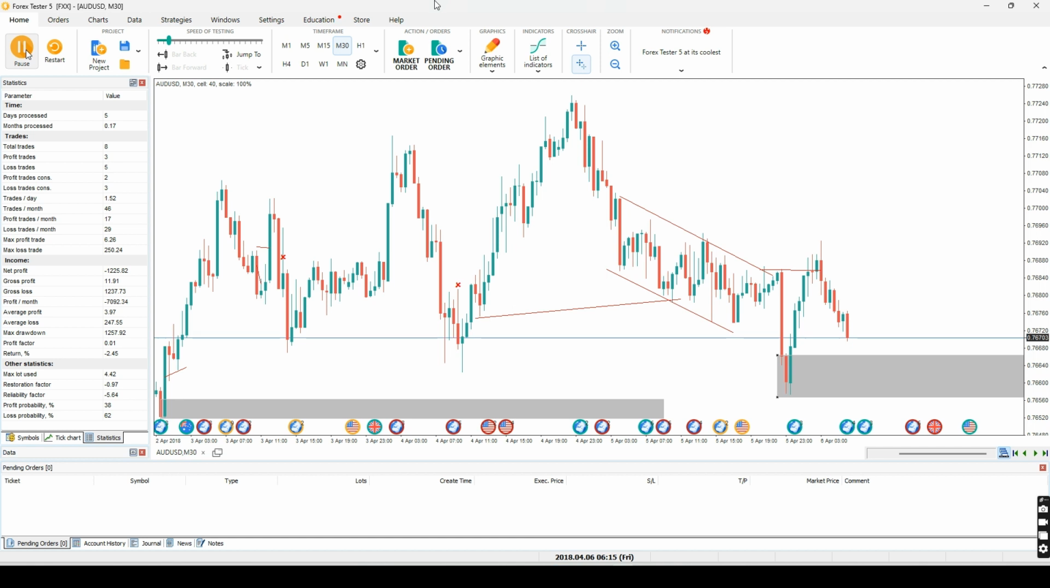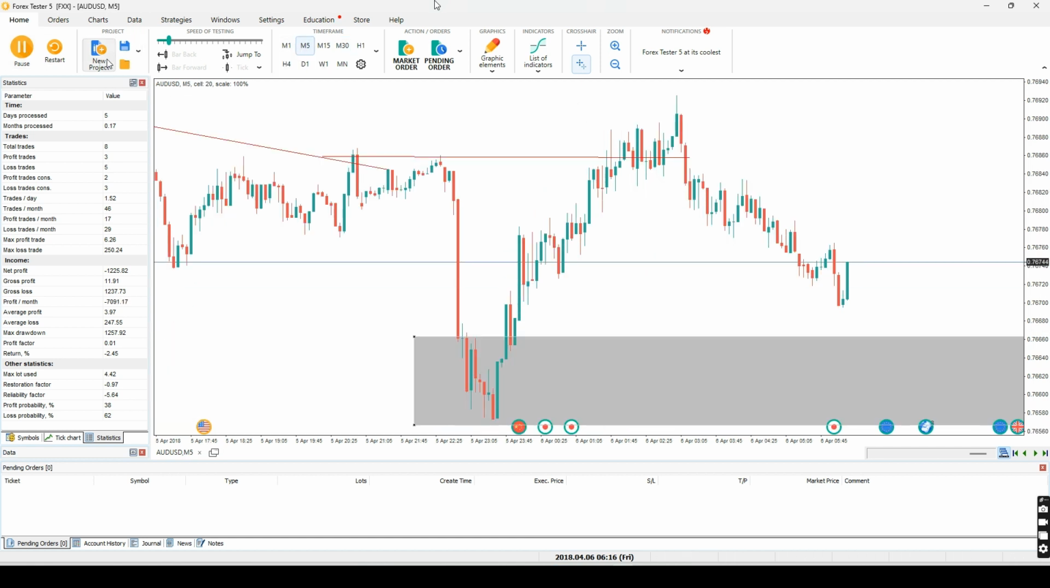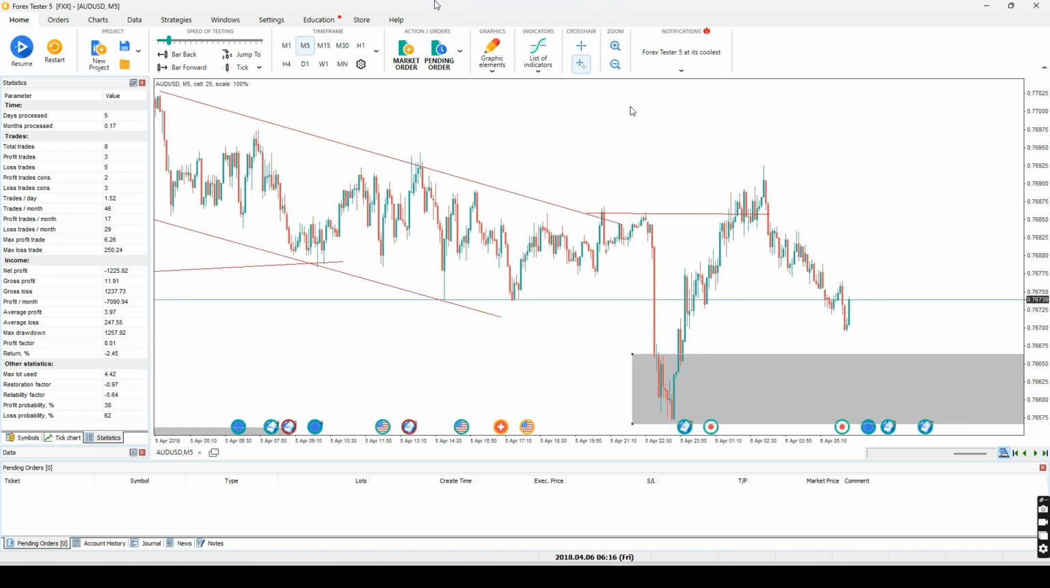Let's continue to play price. Let's see how the market is going to react from this zone right here. So you can see that this is the low that we're looking at right here. So let's play price.